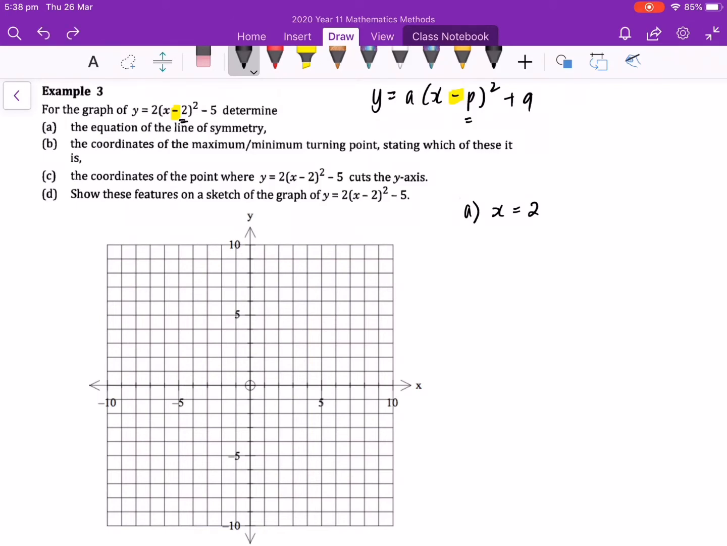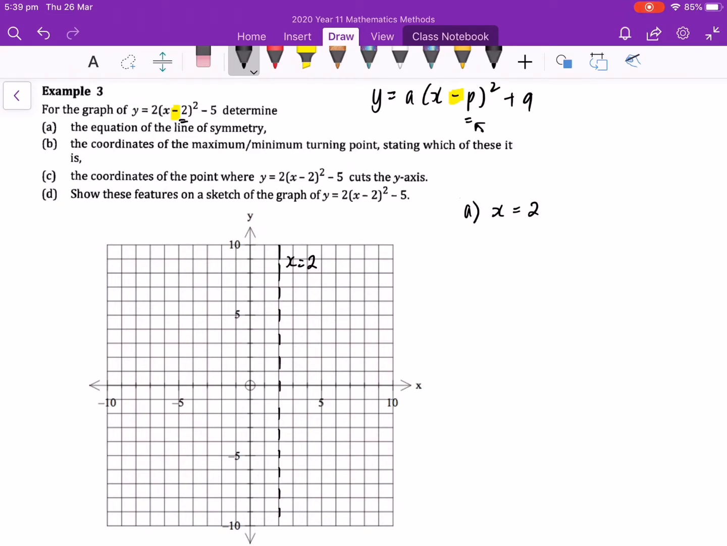Okay? So what I'm going to do is plot that down first, just to help myself out. I'm going to use a ruler and actually plot this feature here. So I'm actually going to label it as well. So this is x = 2. Okay, so that's easy peasy. So basically my line of symmetry is going to be whatever this p is here.